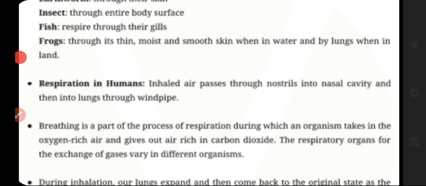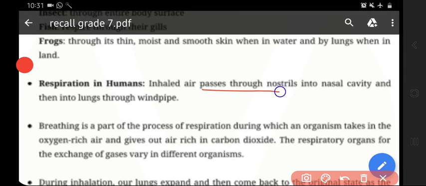Respiration in humans. Inhaled air passes through the nostrils into the nasal cavity, and into the lungs through the windpipe. So this is how air enters the lungs. Breathing is part of the process of respiration, during which an organism takes in oxygen-rich air and gives out air which is rich in carbon dioxide.